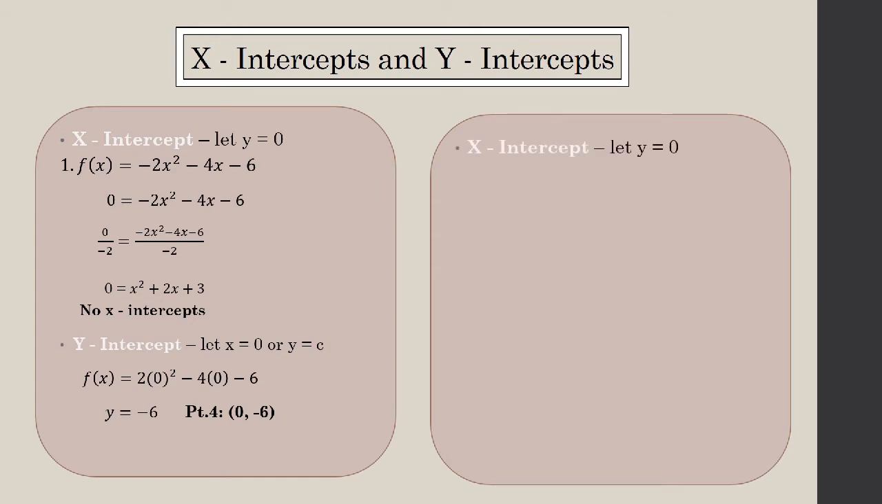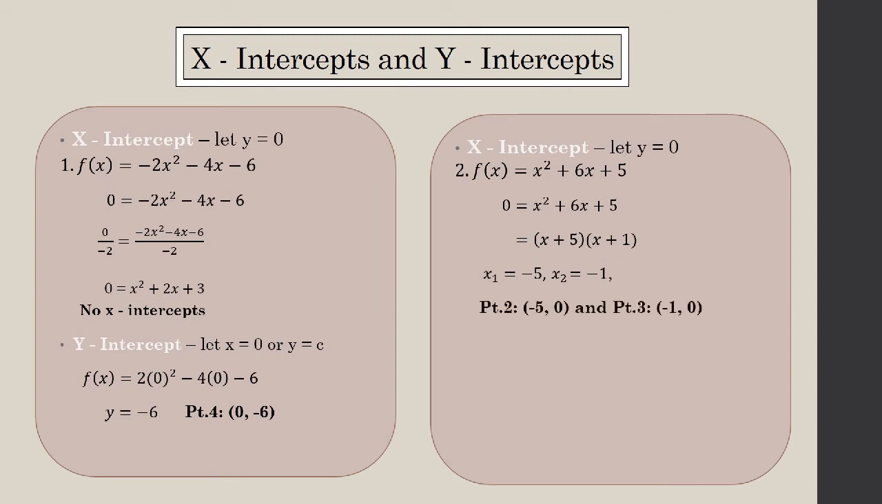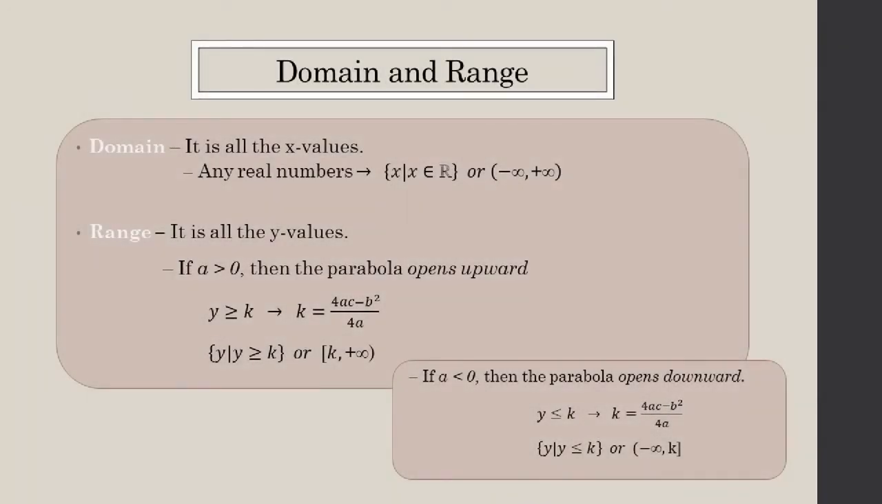Next function is x squared plus 6x plus 5. Substituting y as 0, we have x squared plus 6x plus 5. Factoring it out, we have (x plus 5) times (x plus 1). Therefore, x sub 1 is equal to negative 5, and x sub 2 is equal to negative 1. Now we have another point to consider in our graph. For the y-intercept, y is equal to 5, and that gives us another point, which is (0, 5).